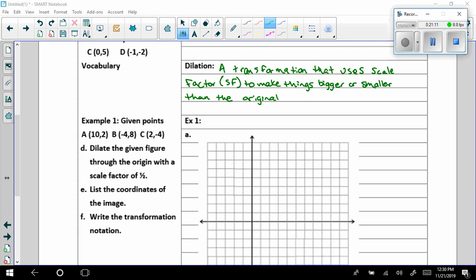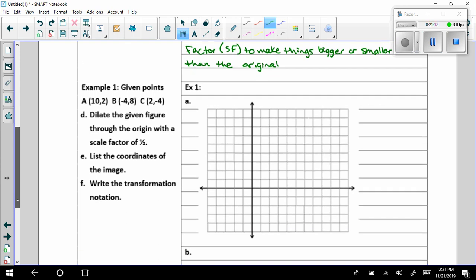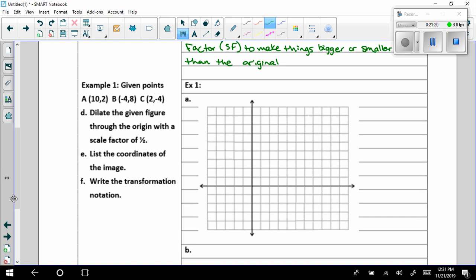So making things bigger, smaller, stretching them, but still keeping that shape, so a similar figure proportionally. But now looking at those more in a coordinate grid than we did before. So if A is at 10, 2, B is at -4, 8, and C is at 2, -4.